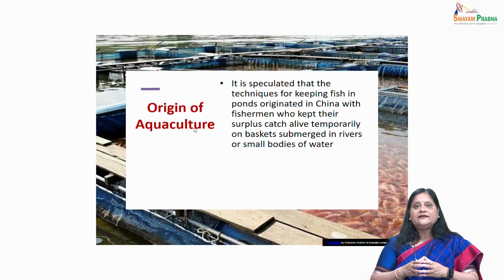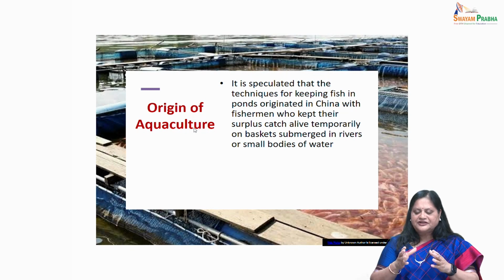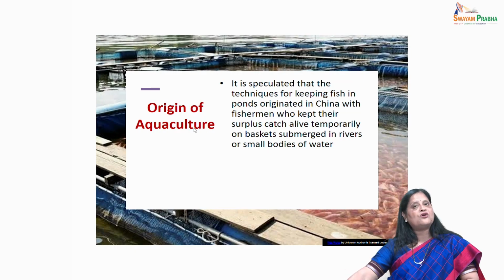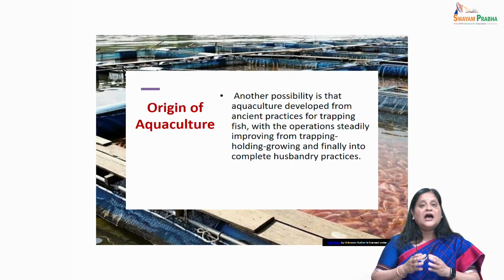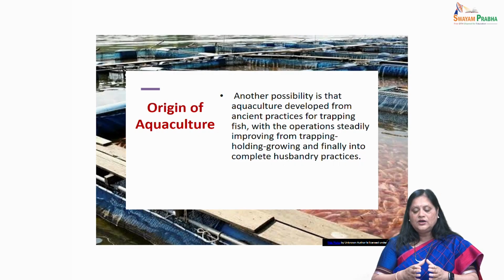It is speculated that techniques for keeping fish in ponds originated in China with a fisherman who kept their surplus catch alive temporarily in baskets submerged in rivers or small bodies of water. Another possibility is that aquaculture developed from ancient practices for trapping fish, with the operation steadily improving from trapping, holding, growing, and finally into complete husbandry practices.